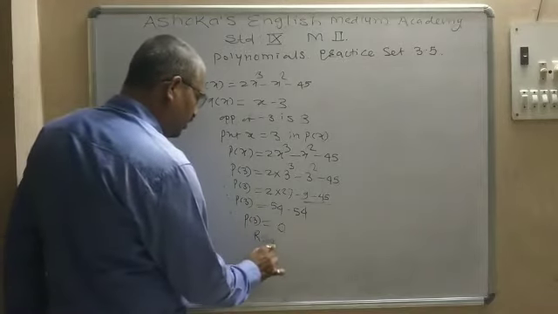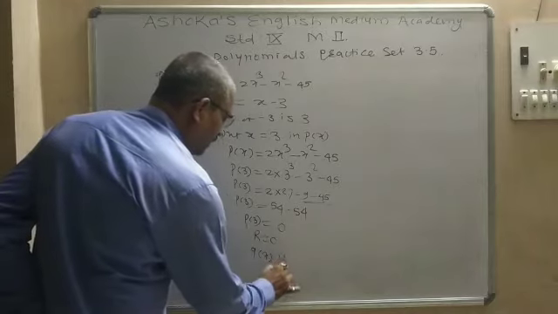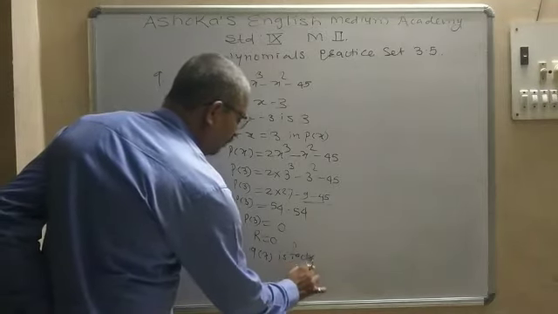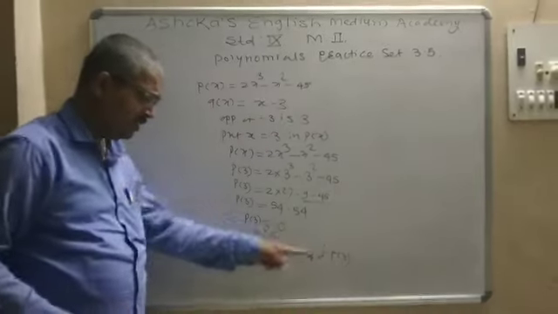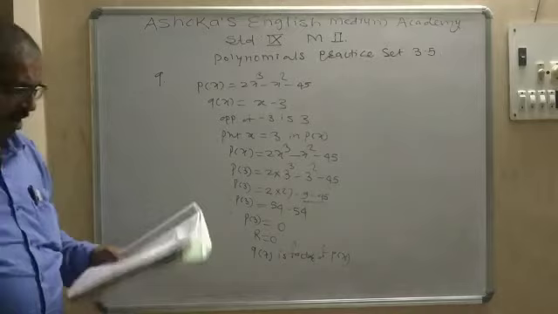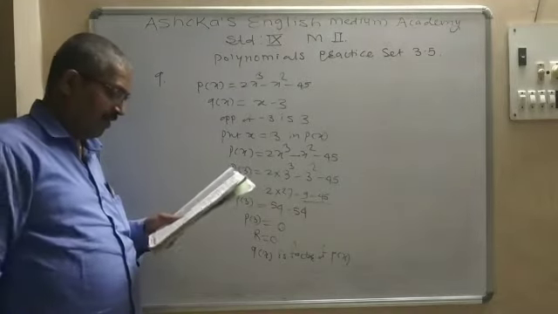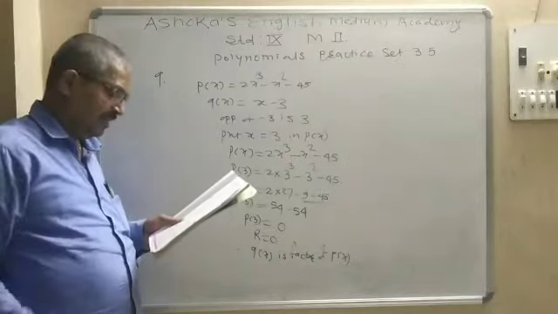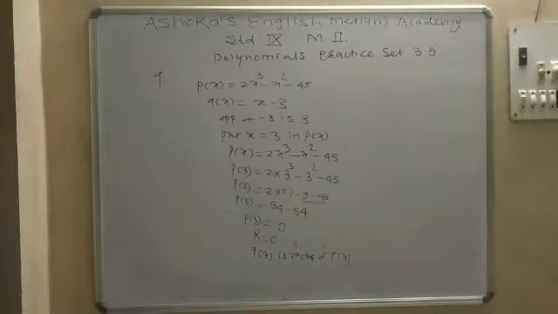Hence remainder is equal to 0. Therefore q(x) is a factor of p(x), because remainder is equal to 0. Now we will go to question number 11 because question number 10 is of similar kind. Otherwise, if you want, I will solve it.